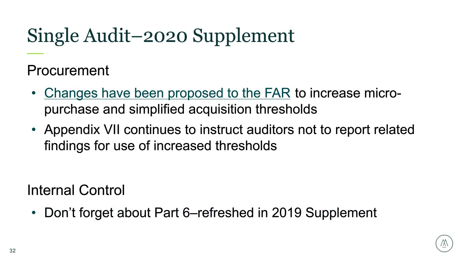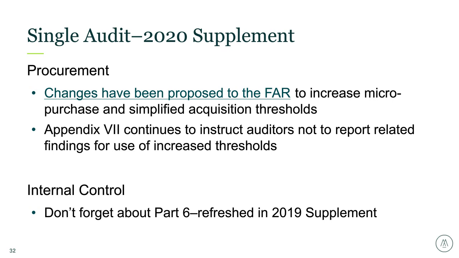In terms of procurement under the compliance supplement, you might remember that over the last couple of years, there's been a lot of discussion around procurement and the National Defense Authorization Act, or NDAA, of 2018. And we were looking for the definition of micro-purchase threshold to be changed in the FAR. It still has not been updated. There's a FAR case number, 2018-004, that's still making its way through the process.